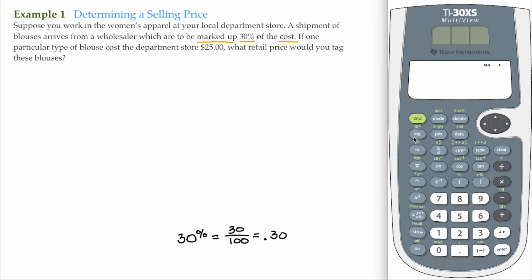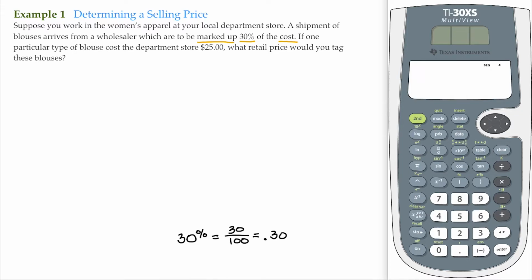You should also have a log key, a logarithm key, and then a key that has an E that I have right here. We're going to utilize all these keys as we progress through this chapter. So anyways, this problem states, suppose you work in the women's apparel at your local department store. A shipment of blouses arrives from a wholesaler, which are to be marked up 30% of the cost. If one particular type of blouse costs the department store $25, what retail price would you tag these blouses?